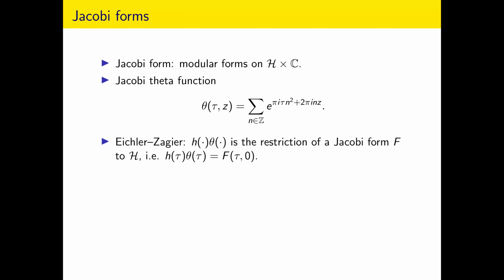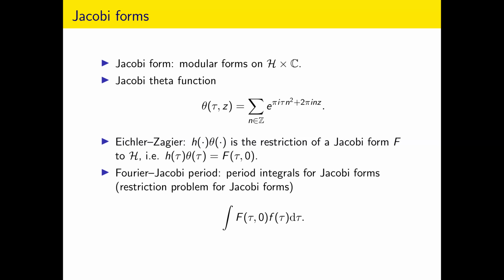And the theory of Eichler and Zagier tells you that, well, we had h, which is half integral weight, and if we multiply that by the theta function that we had before, then this is in fact the restriction of a Jacobi form to the upper half plane. Now remember that a Jacobi form has two variables. But if you let the second variable be 0, then you get back to a modular form on the upper half plane. And Eichler and Zagier tell you that the multiplication of h and theta is in fact the restriction of a Jacobi form, which I call capital F.